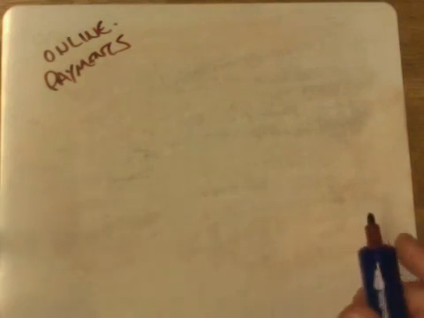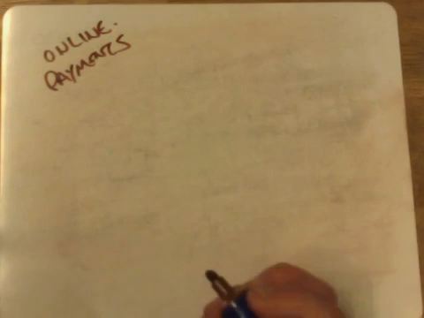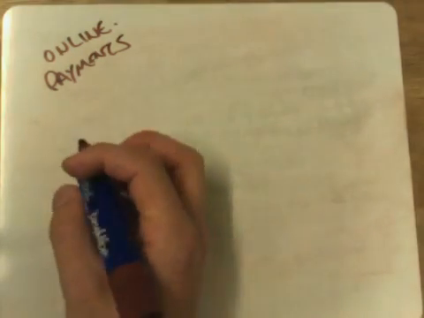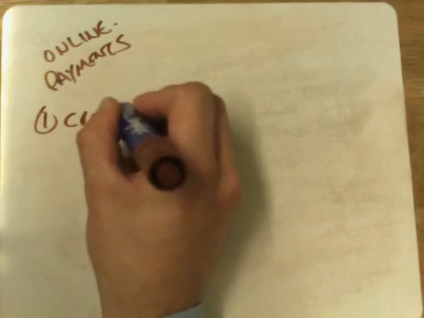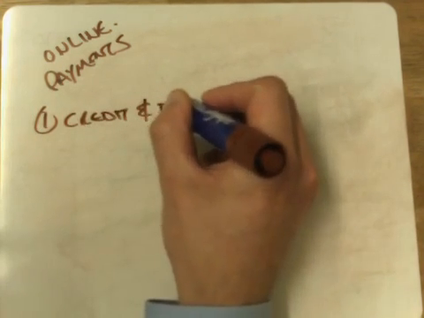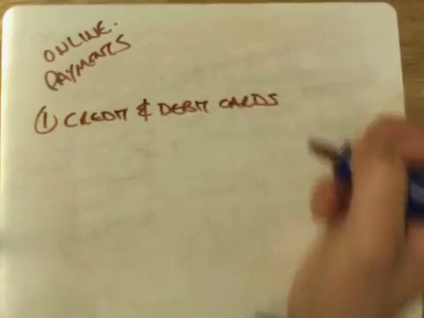So we're going to look at different types of payments using the internet. Now there are different types of payments that we're going to use for online payments. The first one we're going to look at is credit and debit cards. Now there is a difference between the two cards here.